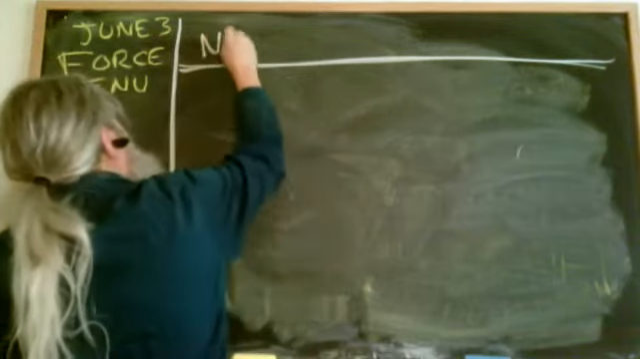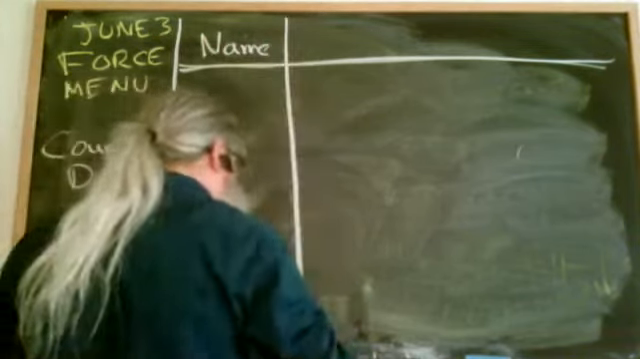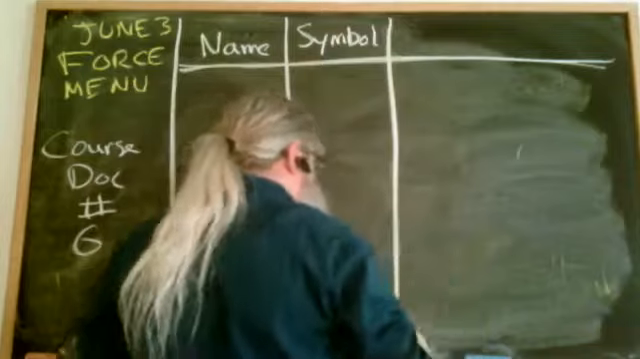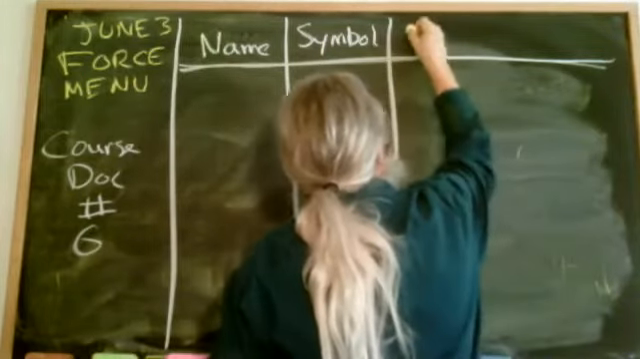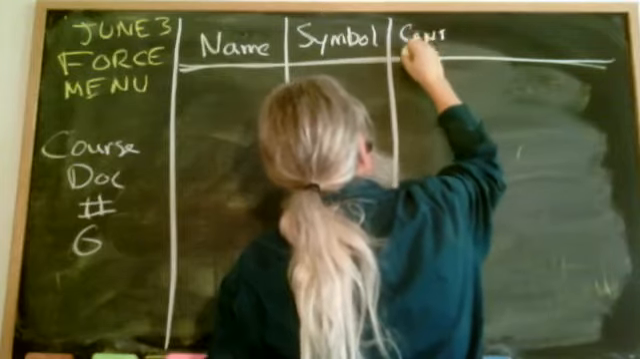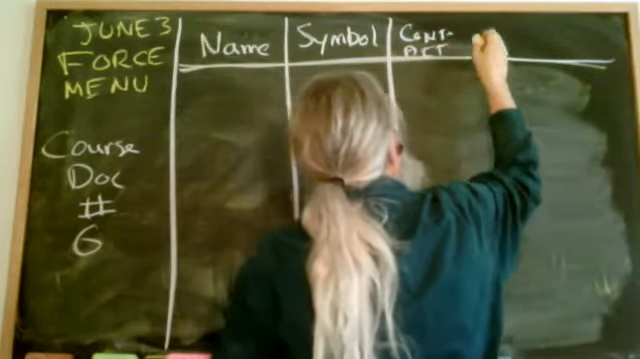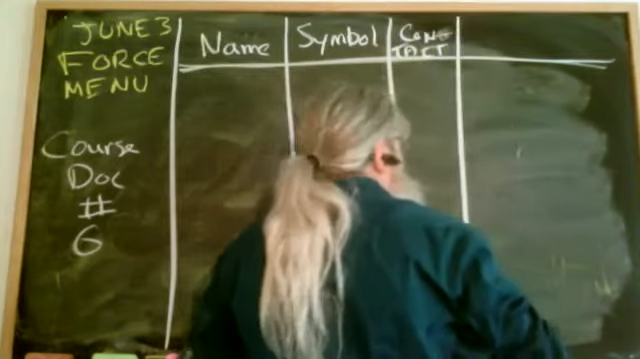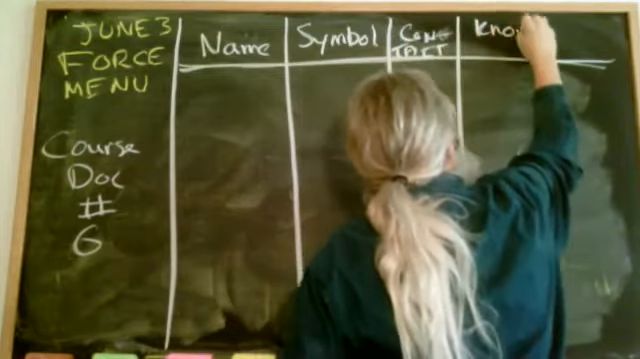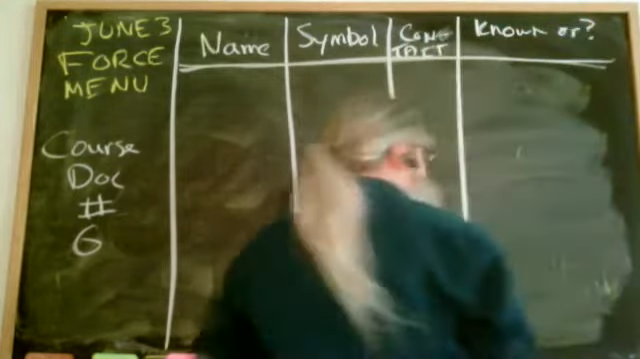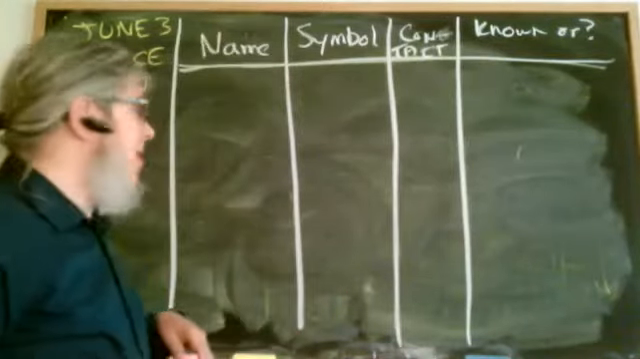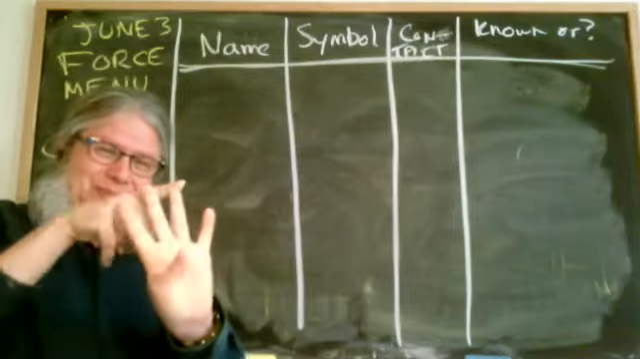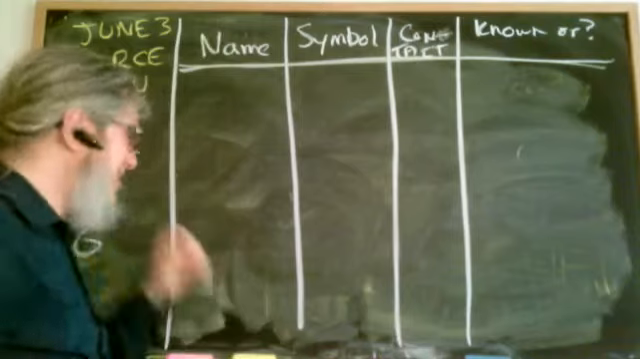Every force will have a name. Every force is going to have a symbol. Every force is either a contact force or not. And every force is either known or unknown, or there's something about it that we know or don't know. We're going to figure out what those are. For starters, there's only going to be 4 forces. Only 4: 1, 2, 3, 4. Don't invent forces that are not on this menu.